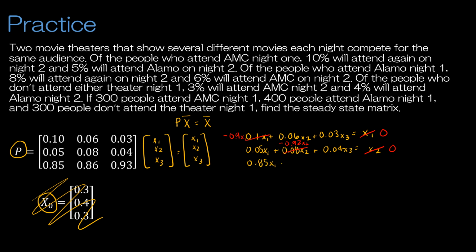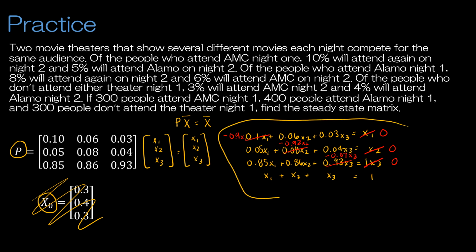0.85x1 plus 0.86x2 plus 0.93x3 is equal to x3. And again, that's 1x3. So subtracting 1x3 from each side, I get 0. And here I get 0.93 minus 1, which is negative 0.07x3. And the final equation is that x1 plus x2 plus x3 is equal to 1.